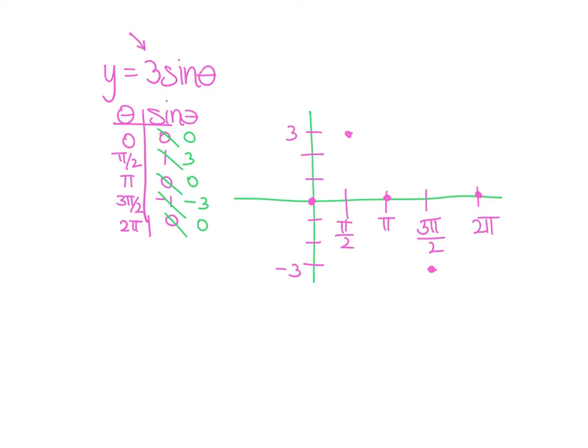Okay, how does this look different compared to our parent function, our parent graph? Your parent graph would look like this. I'll do it in dotted, okay, just so you can see the difference. So you can see that vertical stretch that has happened, okay? Next, let's go ahead and look at one where we have a vertical shift.